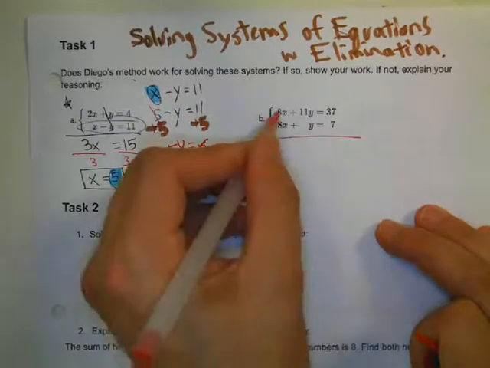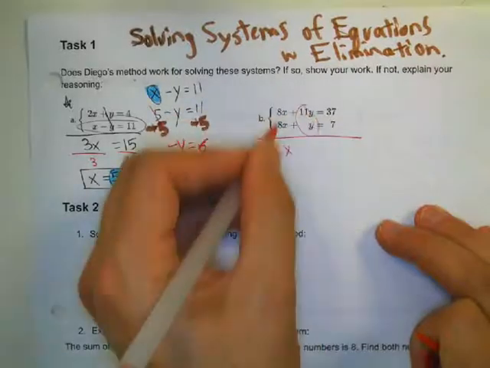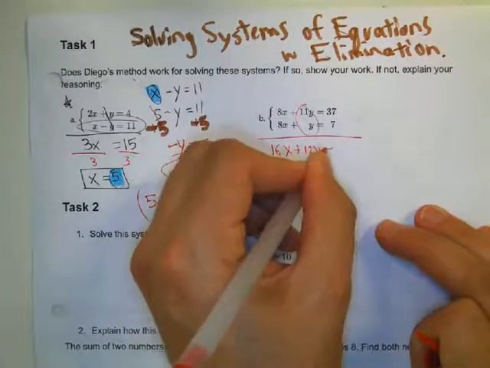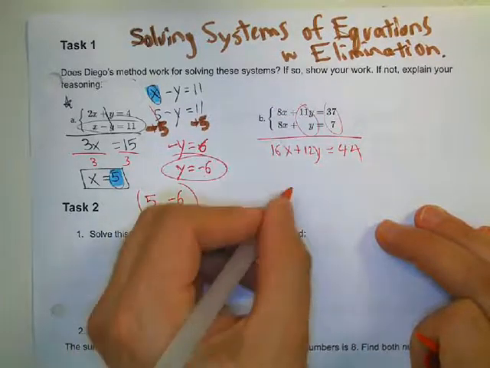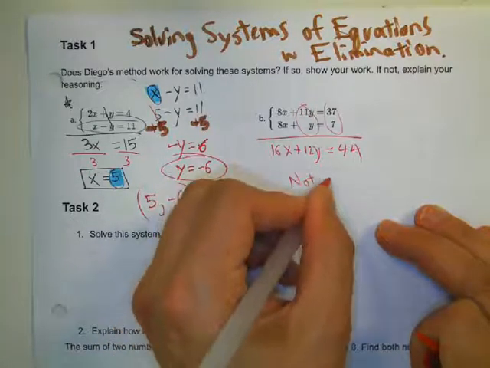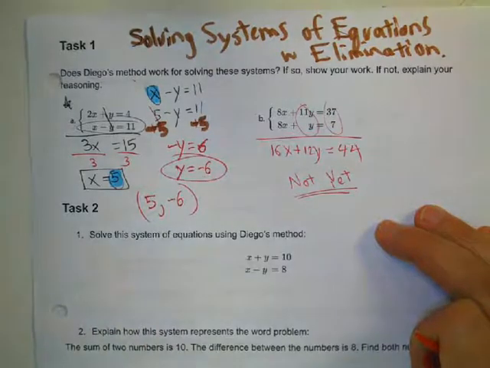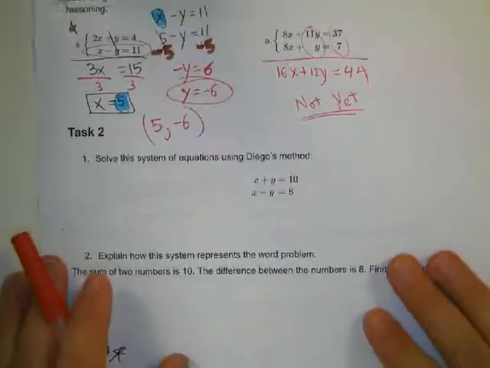Now, Diego's method means you add the things together. If I add this together, I get 16x, and I add those together, I get 12y, and I add this together, I get 44. We will solve this one at the end of this video, because this adding them together didn't make it work. Okay, let's do task 2.